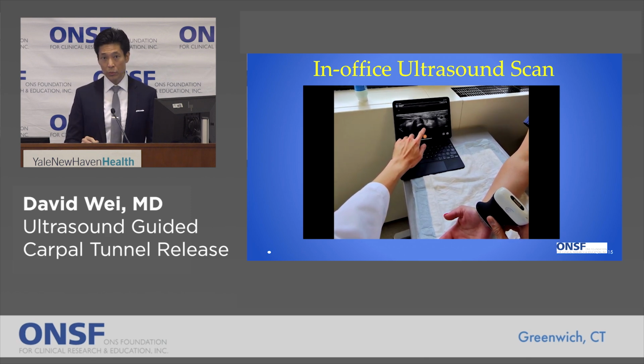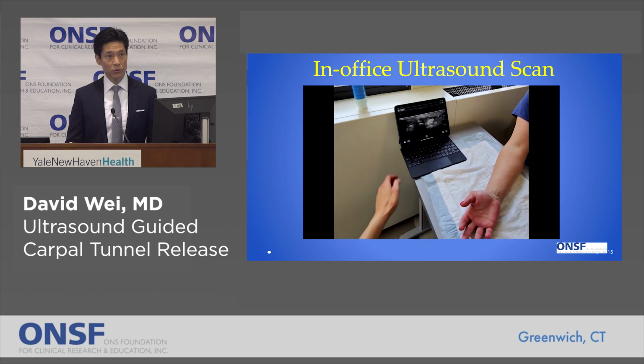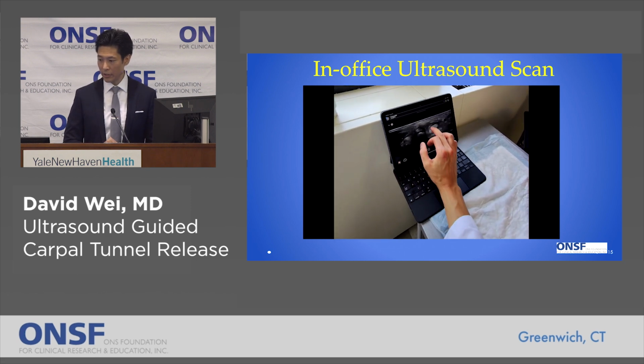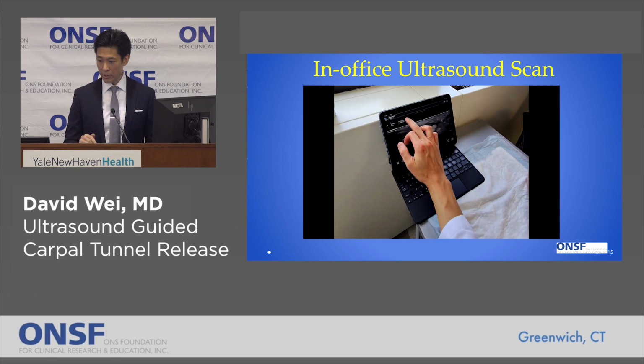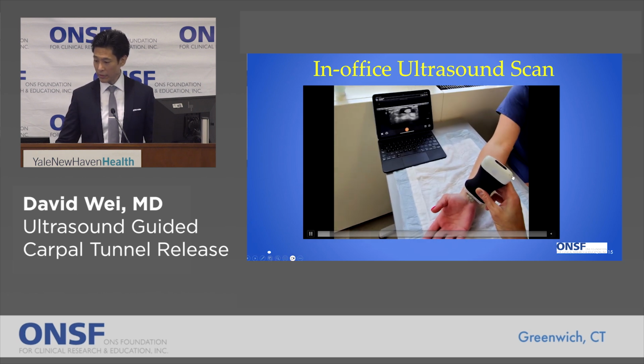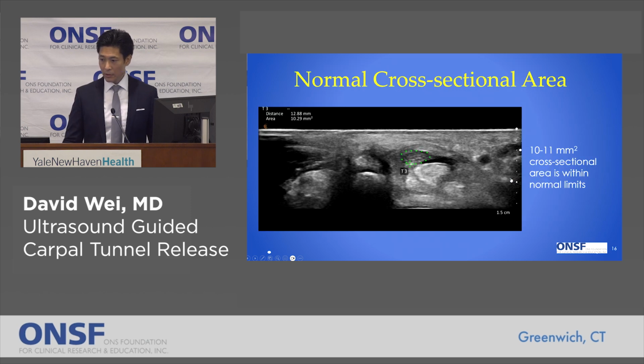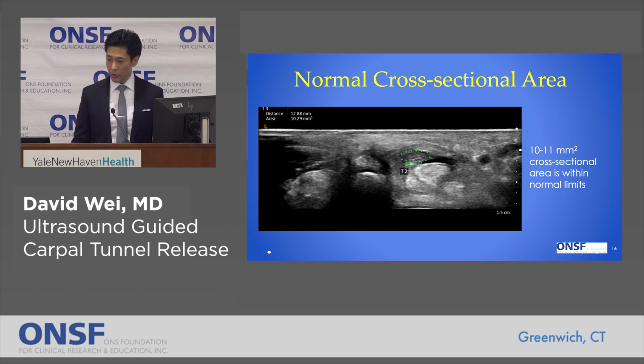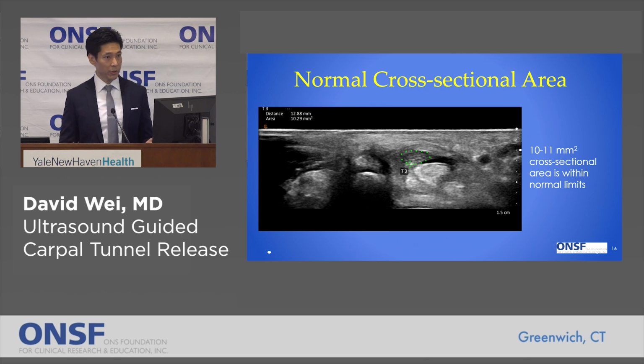The reason why this is important is when you see the nerve, you can measure it. What you're really looking for here is something called the cross-sectional area. So I can measure your nerve immediately as I'm seeing you, and I could tell you and confirm whether or not you have carpal tunnel syndrome. This is a normal cross-sectional area of a nerve. You'll see here in the green oval that it's about 10 or 11 millimeters squared. This has been vetted through many studies in literature to know what's normal or what's not.